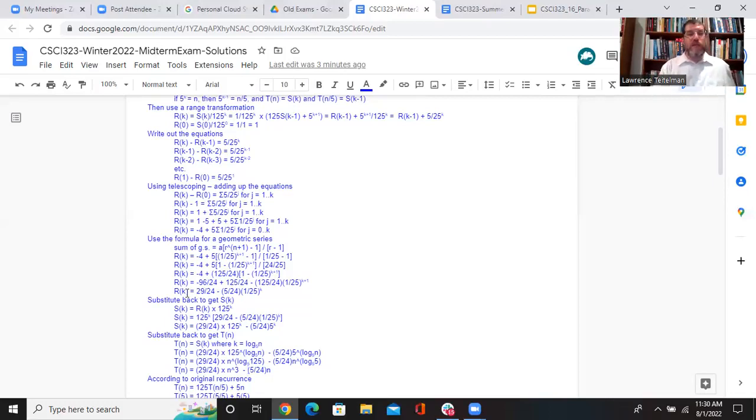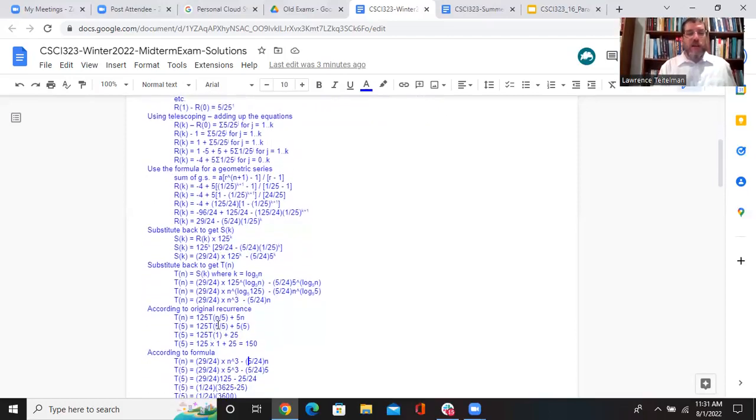Now we work backwards. Once I have my R of k, I take it and multiply by 125 to the k to get S of k. So I take all that and multiply by 125 to the k. The 125 to the k will partially cancel out over here to leave you with 5 to the k. And we get this, and then we plug back in. So what is k? k is equal to log base 5 of n. So I plug that back in.